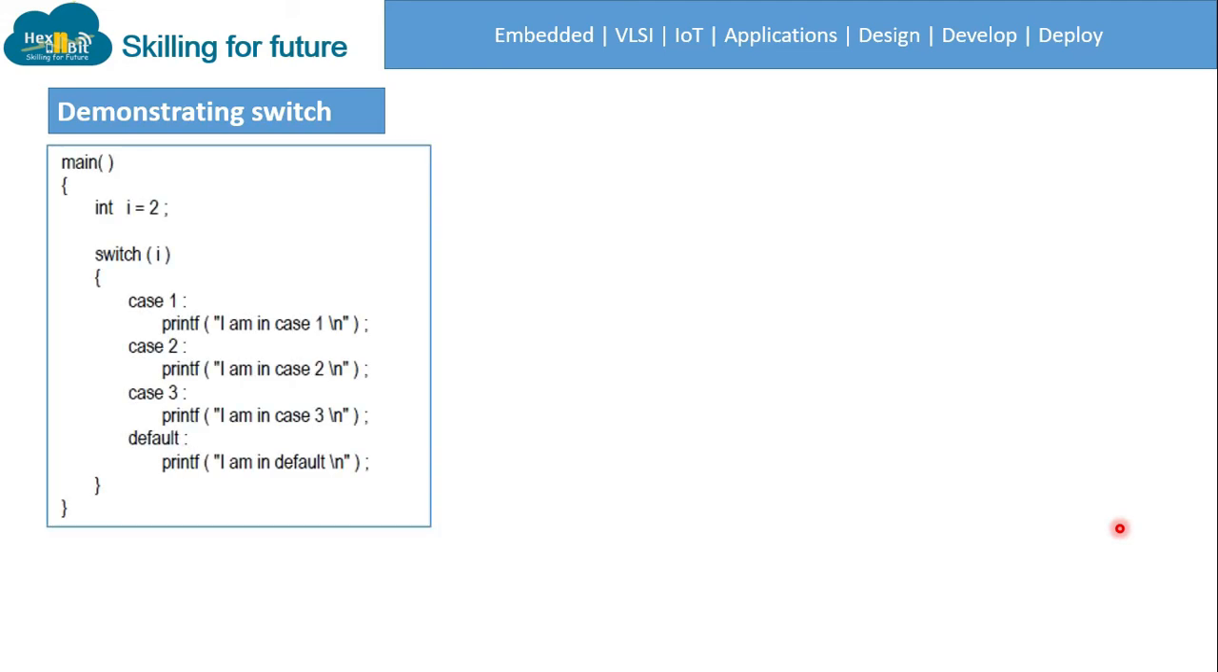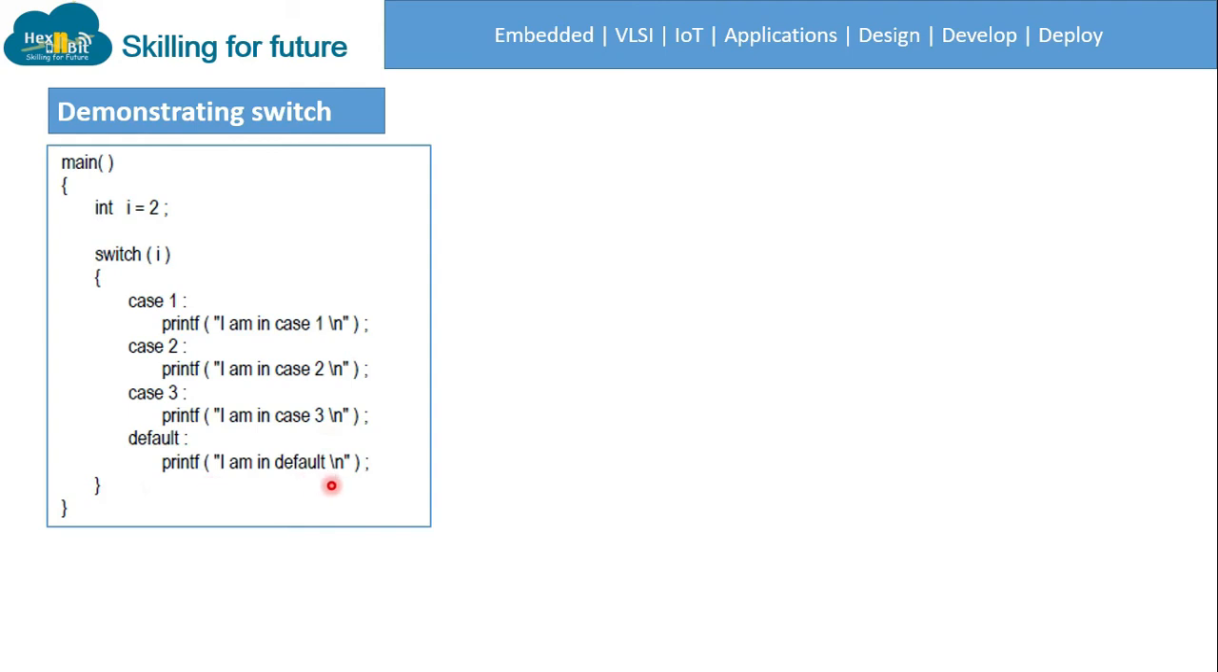Let's take an example. There is a main function and we have int i equal to 2, an integer constant having the value 2. We have implemented a switch case with this value i. So i is equal to 2, and for case 1 we have printf "I am in case 1", for case 2 "I am in case 2", for case 3 "I am in case 3", and for default "I am in default".